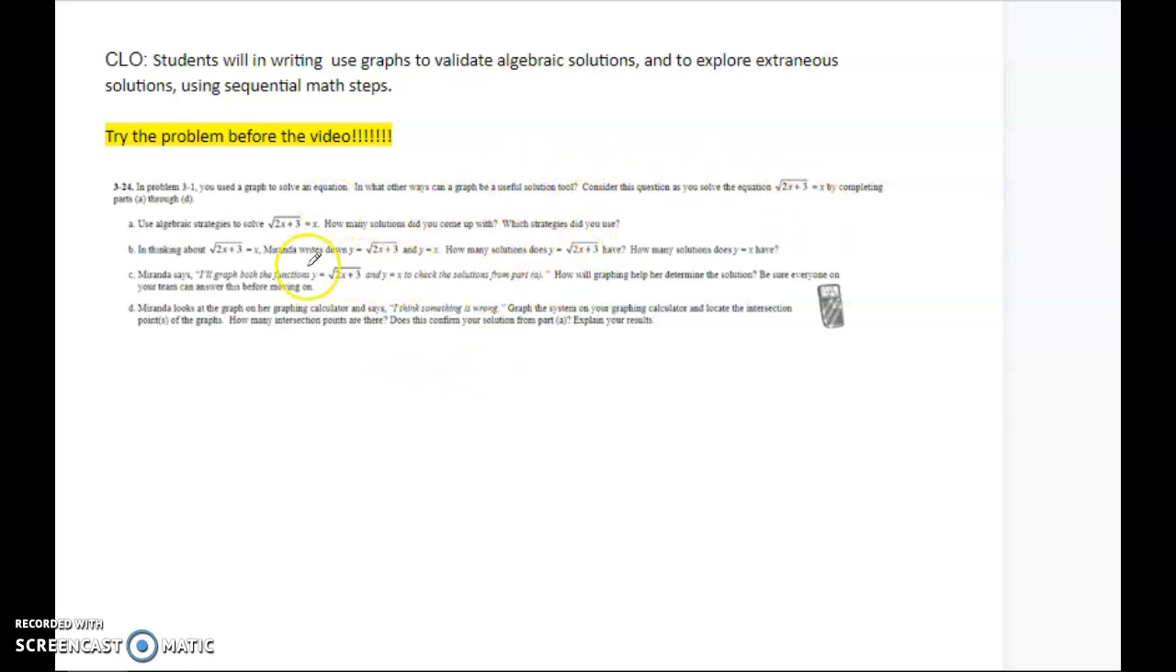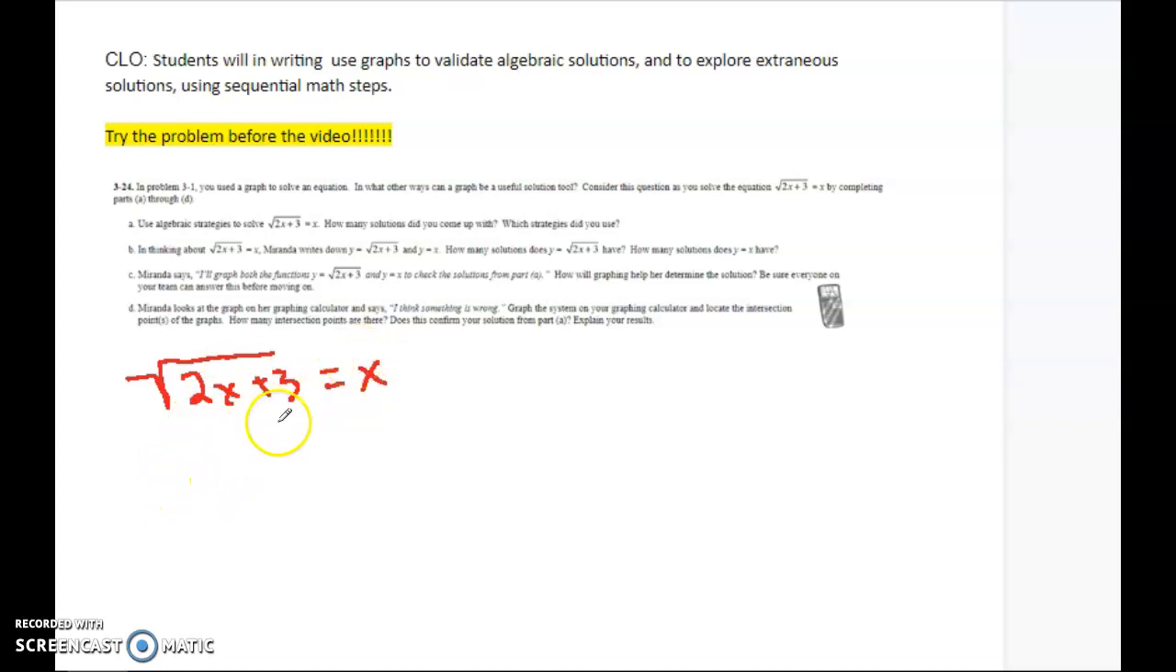All right, so let's go ahead. The first one says use algebra to solve it. Cool. So let's go down here. We got the square root of 2x plus 3 equals x. And it wants us to solve using algebra. And what that means is it wants us to tell me what x equals. So what does x equal?